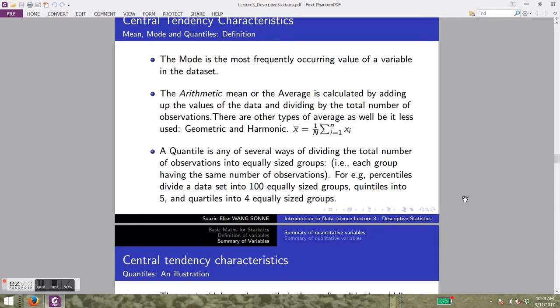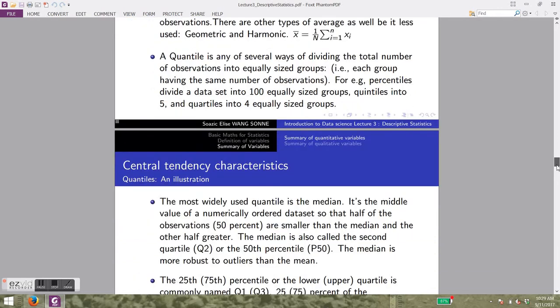The most widely used quantile is the median. It divides the population or the data set into 2 equally sized groups in such a way that half of the observations, or 50%, are smaller than this specific value of the median, and the other half is greater. The median is also called the second quartile or the 50th percentile.